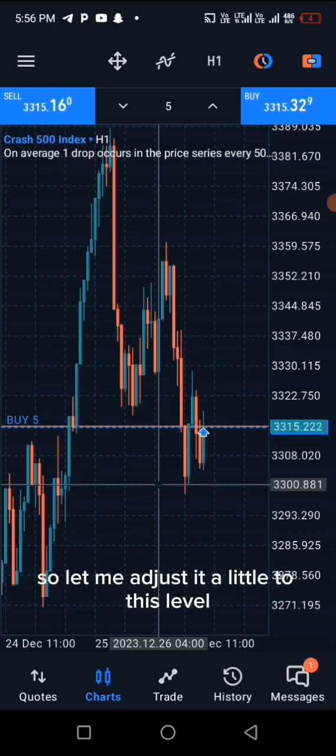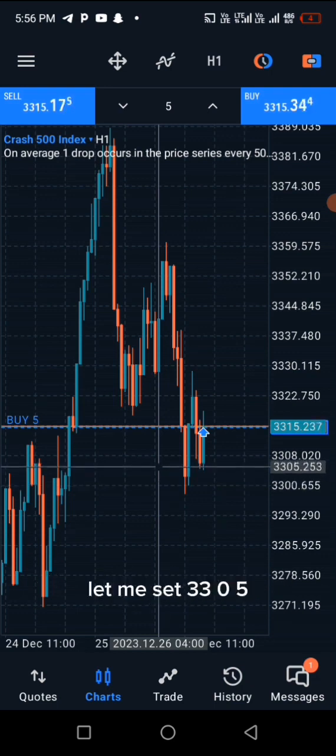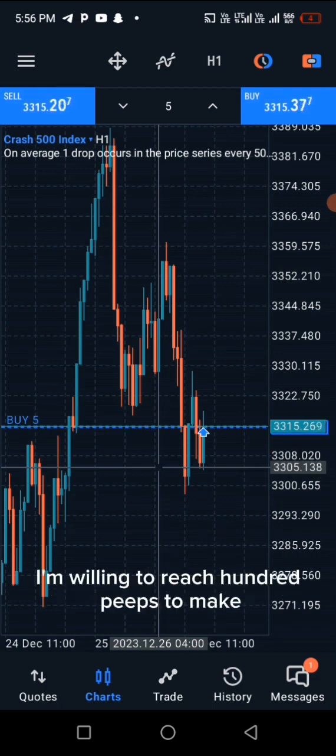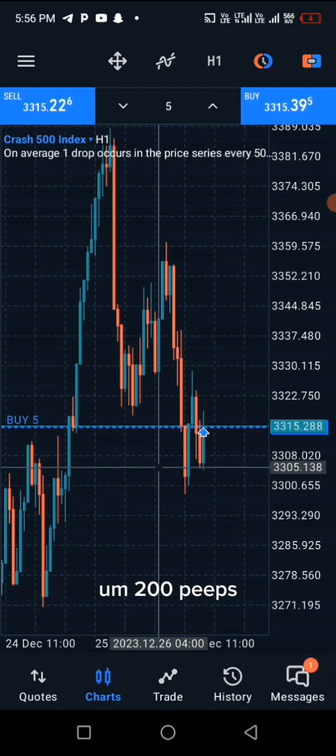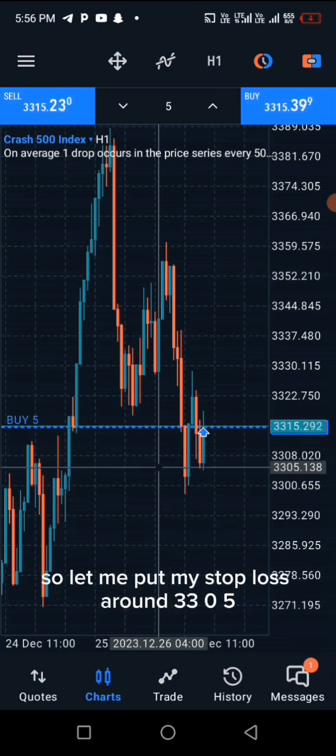So let me adjust it a little to this level. Let me say 33.05. So that is 100 pips. I'm willing to risk 100 pips to make 200 pips. So let me put my stop loss around 33.05.